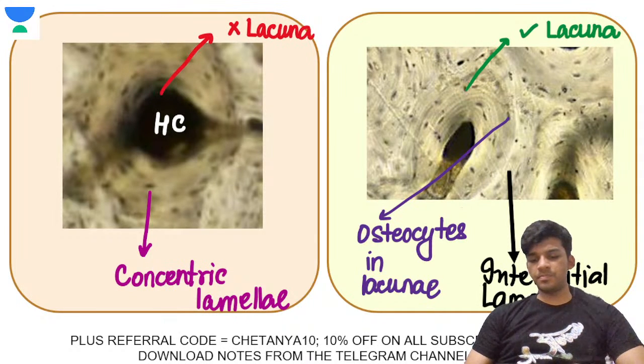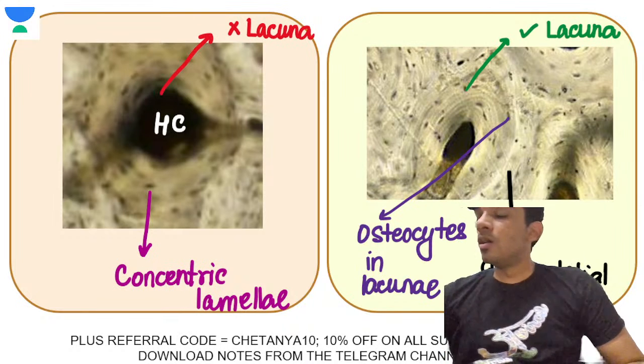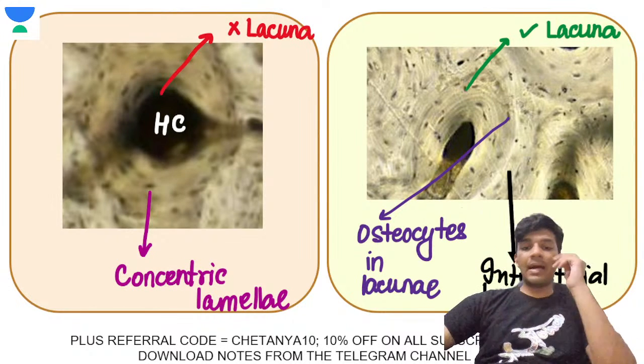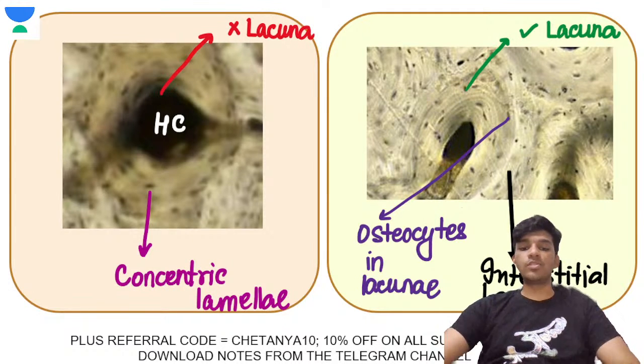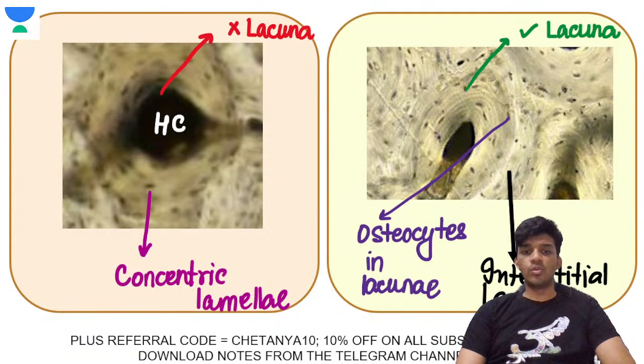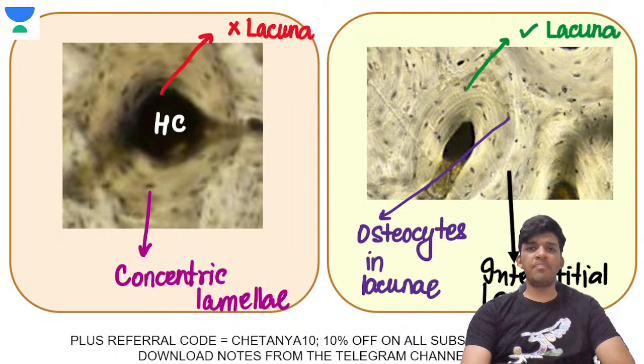Okay. So apart from that, the third type of lamella is circumferential lamella, which will be present along the shaft of the bones, right? That is again something for you guys to understand. Any doubts with regards to this, everything that we have done so far? Any doubts here?